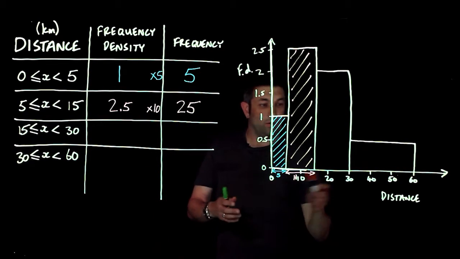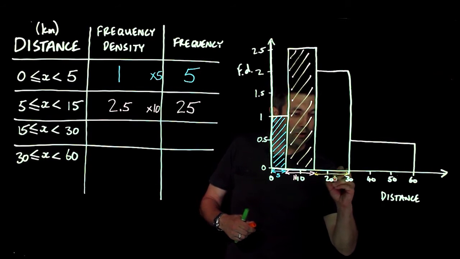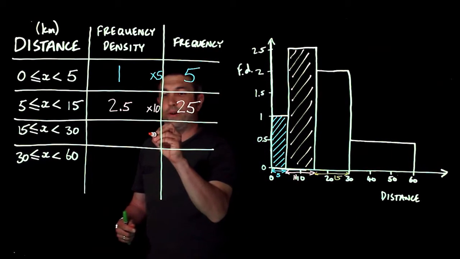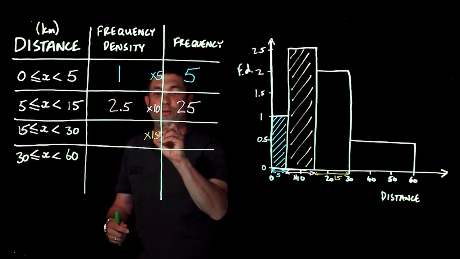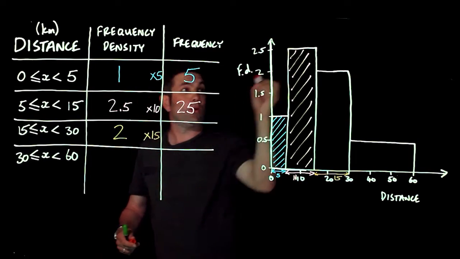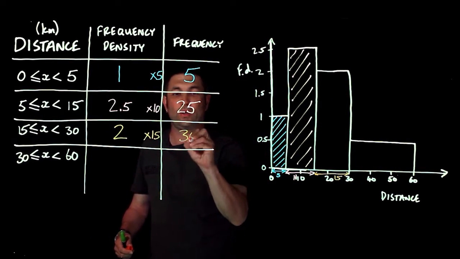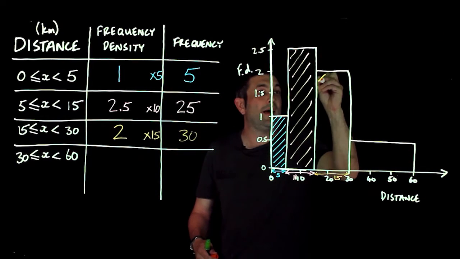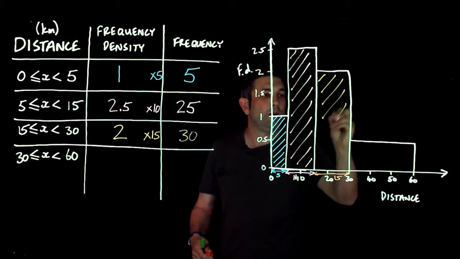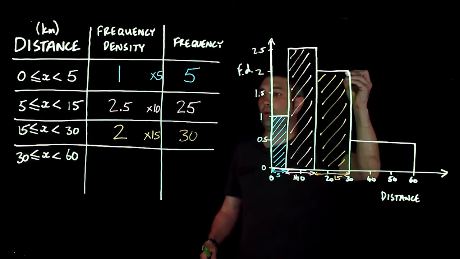Now, the next one, the group width, I'm going from 15 this time up to 30. So the group width is 15. So I'm going to be multiplying by 15 here. The height is 2. Okay, on the frequency density, I've read off that it's 2. And 2 times 15, there's 30 people in that group. Again, if I look at this here, the area of this rectangle is 15 times 2.